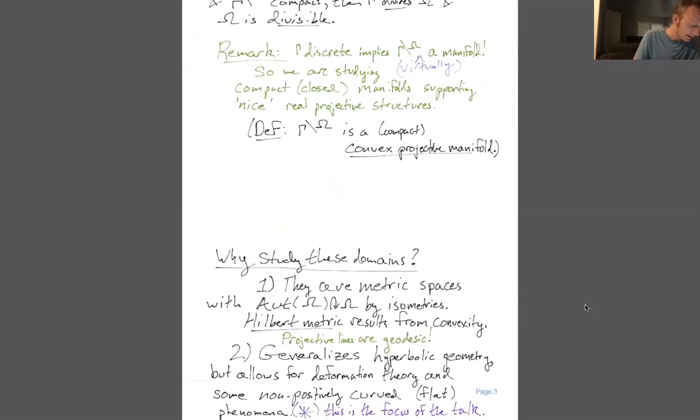Okay, and of course the implicit definition is that if we have a manifold that is realized in such a way, so if you can find a diffeomorphism from your favorite manifold to a quotient of such an omega by a co-compact discrete group gamma, then we'll say that your manifold has a convex projective structure and is a convex projective manifold. Okay, so why should we study these domains?